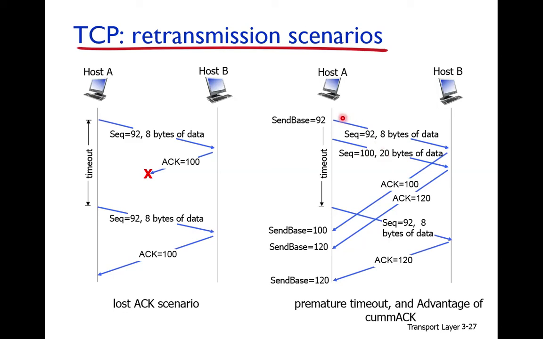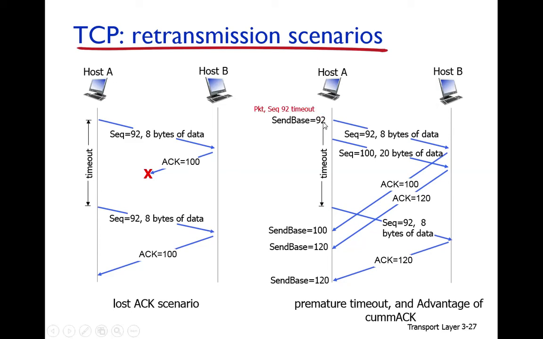So you can see that host A is sending 2 packets, and in TCP we have a single timer, but the timer will be for the oldest packet. So this is the oldest packet, so the timer will be set for this packet. The send base is 92 because this is the oldest packet that is sent and not acknowledged yet.